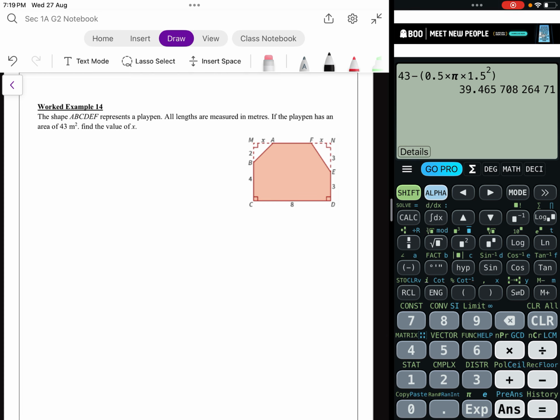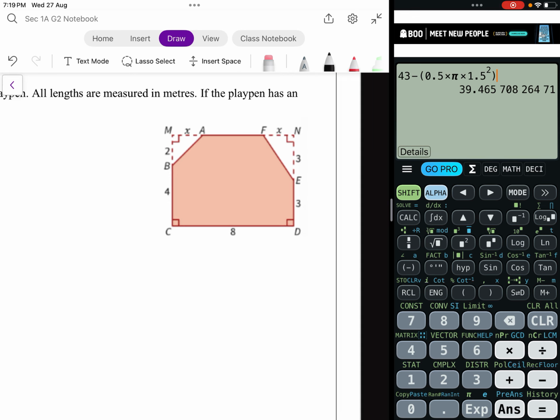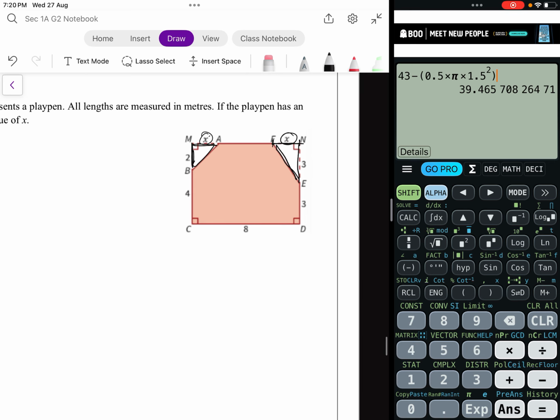Let's go on to worked example 14. The shape ABCD represents a playpen. All lengths are measured in meters. If the playpen has an area of 43, find the value of x. x is this value here, and this value here is the same on both sides. But you notice that the two triangles are different. Here is x times 2, here is x times 3. So how do we go about finding this value of x?